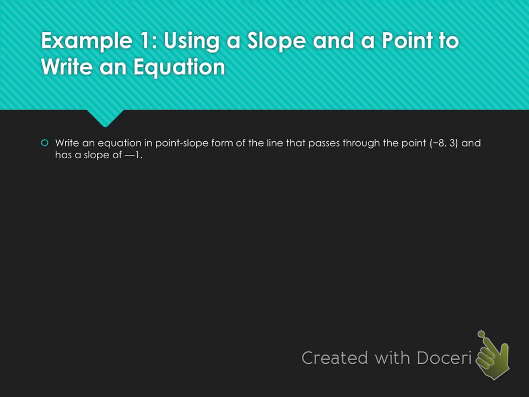So how are we going to use this here? In our example 1 here, we're using slope and a point to write an equation. We're asked to write an equation in point-slope form of the line that passes through the point negative 8, 3, and a slope of, sorry, it didn't come out real, I don't know why, but this is actually supposed to be 1/4.